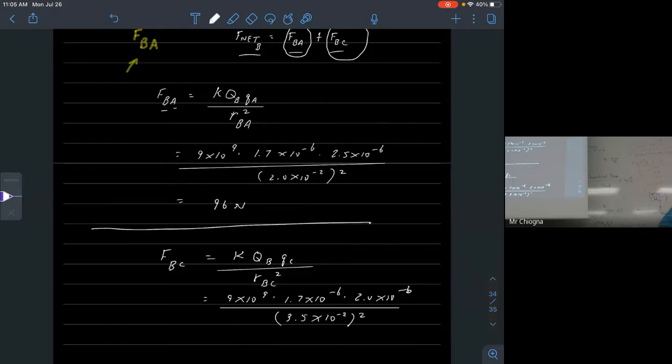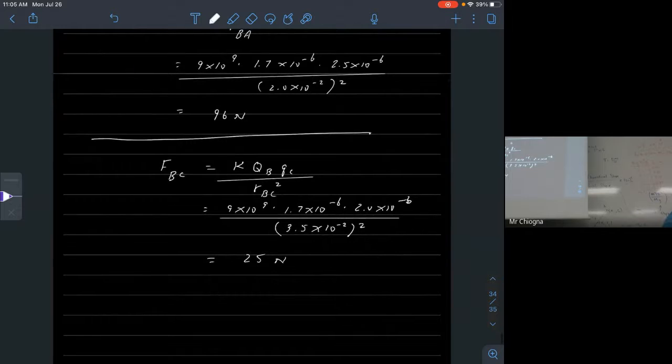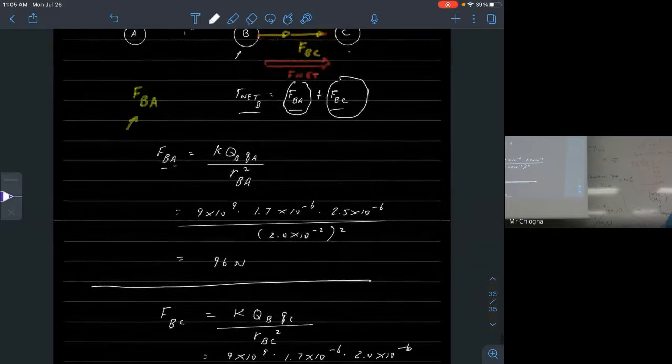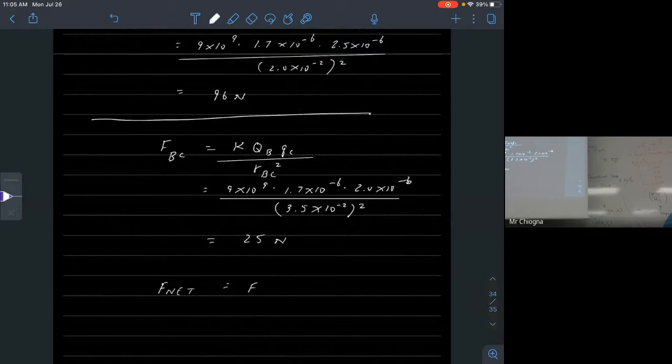Square it. So this works out to be, I think it's 25. Just check that. Okay. So what's your F net? Your F net is just what I wrote here. FBA plus FBC. Absolute values. 110, 120, 121.